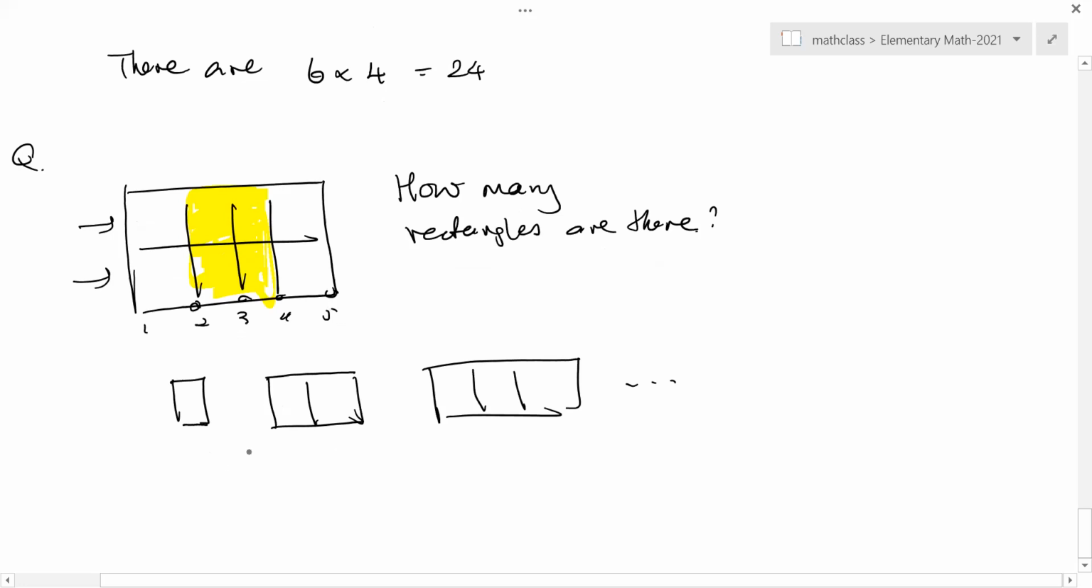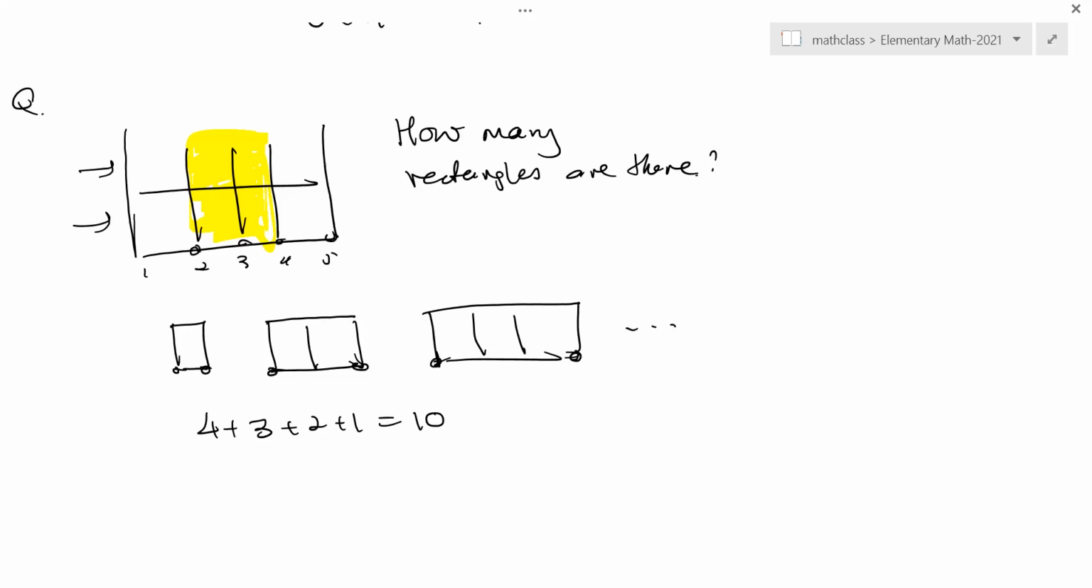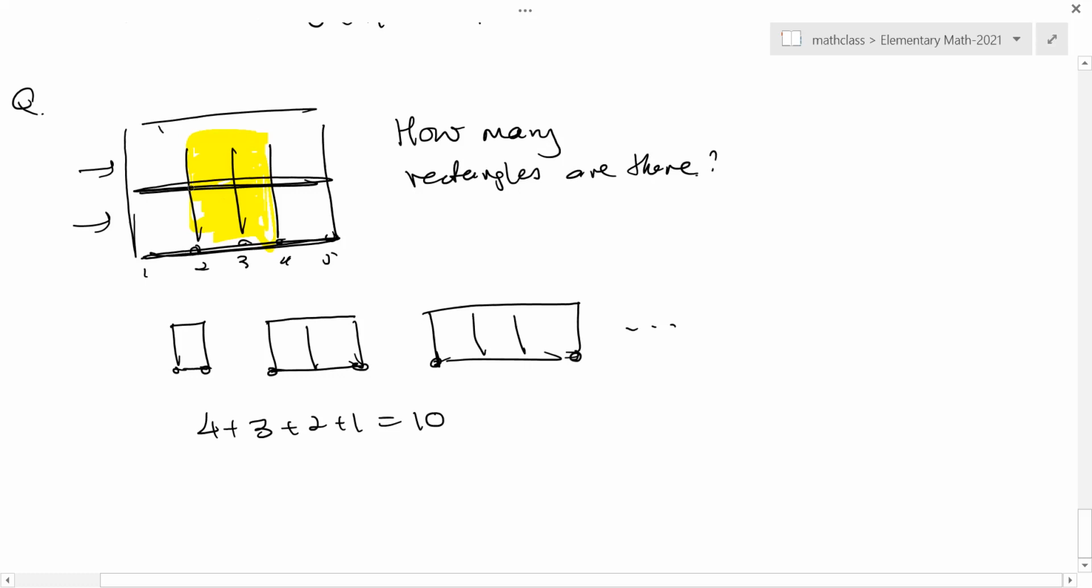So in total, this depends on the pairs of points. You're going to get 4 plus 3 plus 2 plus 1, that's going to be 10. Now, this is not a final answer. It's a little more than what Claire got. It's a 10. So for the rectangles determined by these 2 horizontal lines, that'll be 10. Determined by these 2 horizontal lines, also 10.